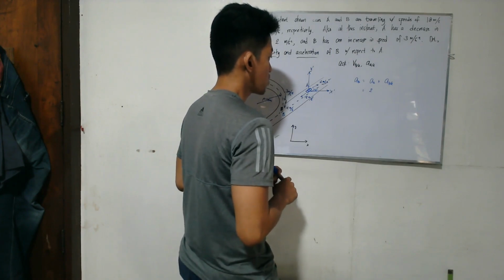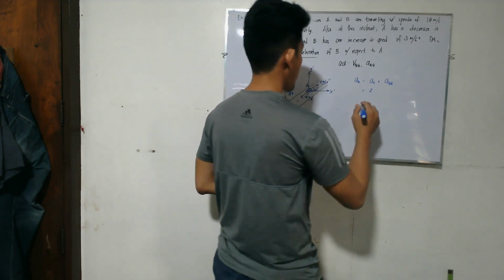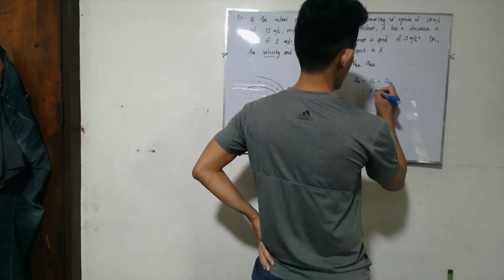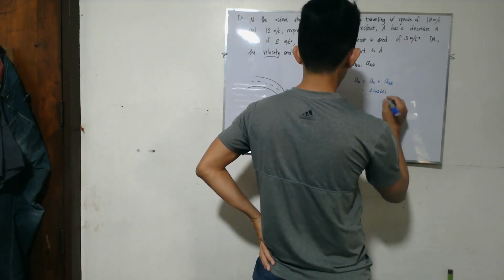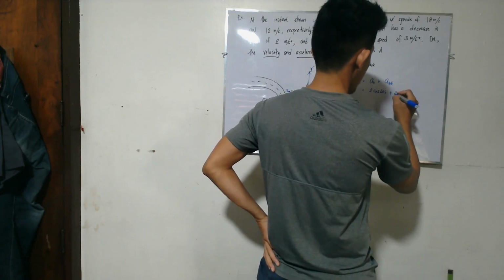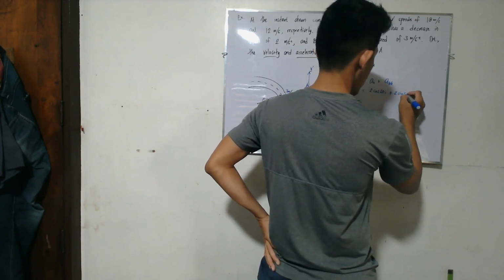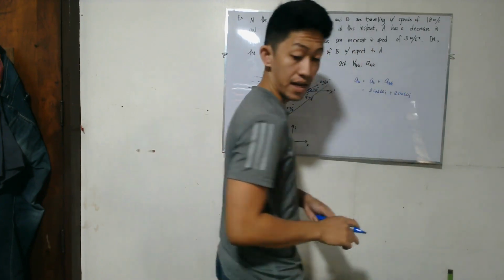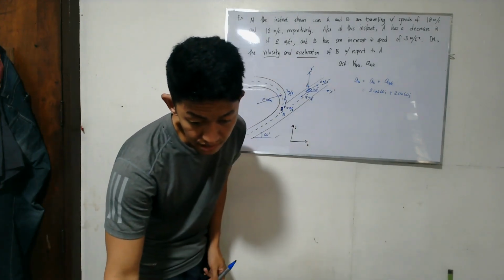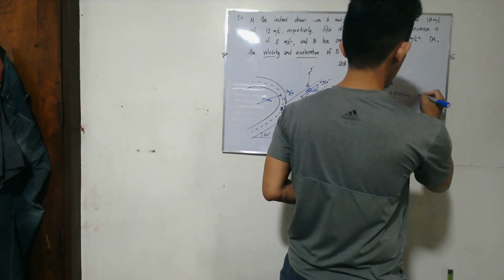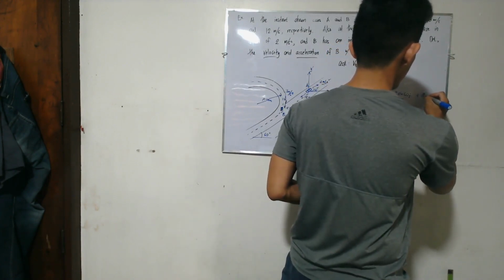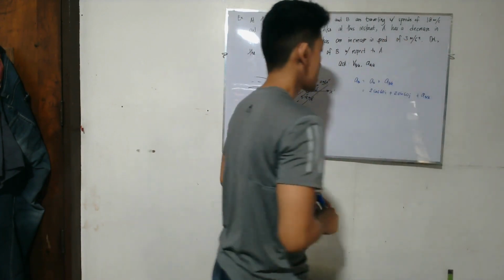2 cosine 60i plus 2 sine 60j, right? Plus the acceleration of B with respect to A.